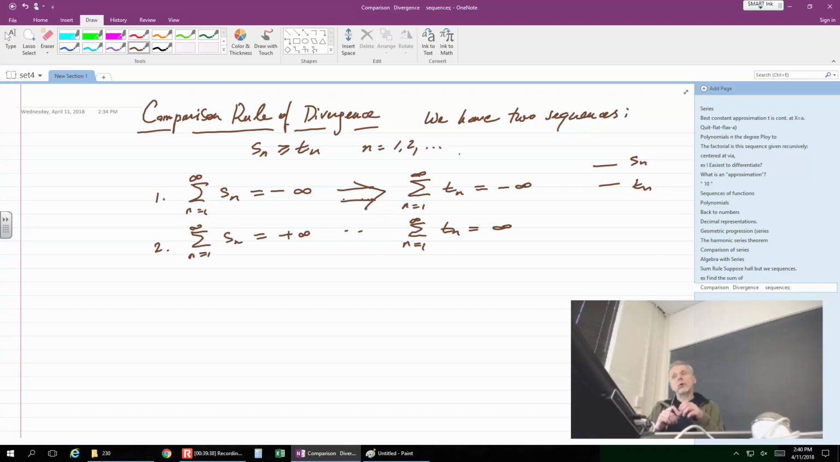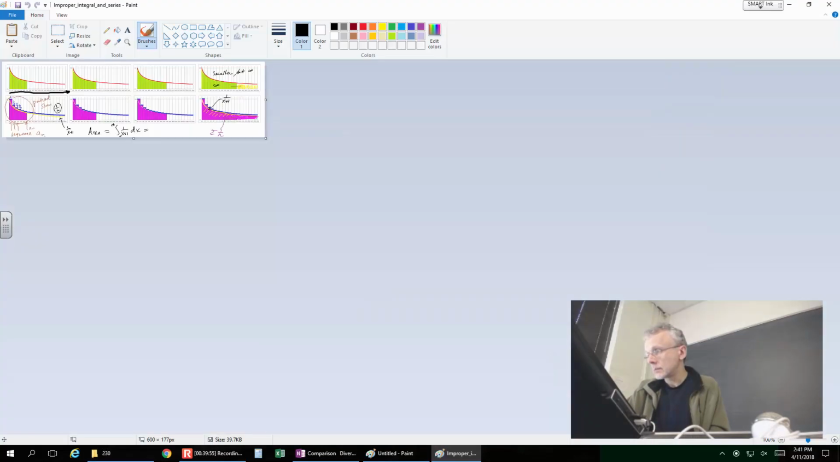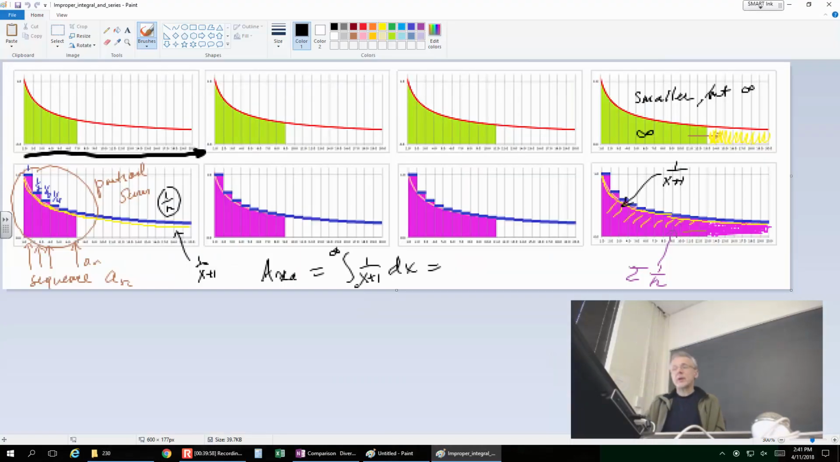If the larger one goes to positive infinity, what does it tell us about the other one? So be careful here. Once again, this picture helps. This is pretty much a comparison, while one lies below the other, and here we used the comparison test or comparison rule. If one is finite, then the other one is finite. So if the yellow area is not infinite, then neither is the purple one.